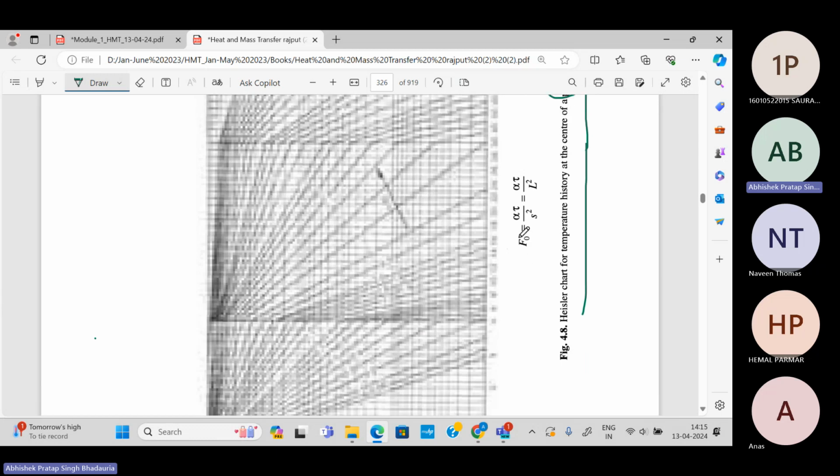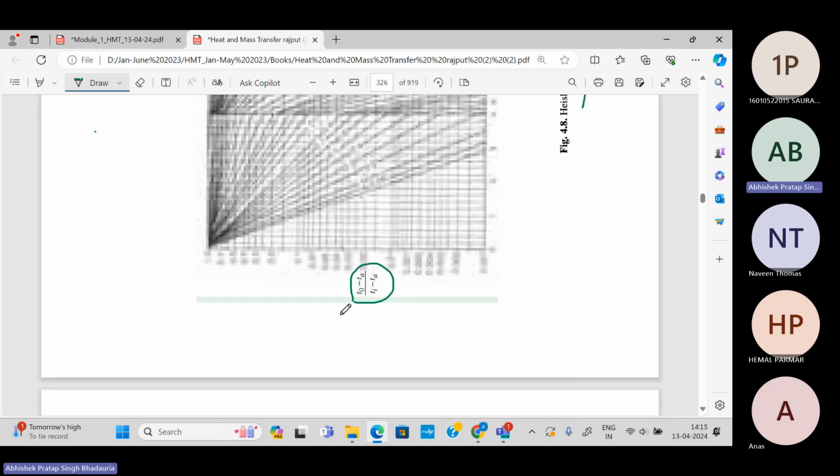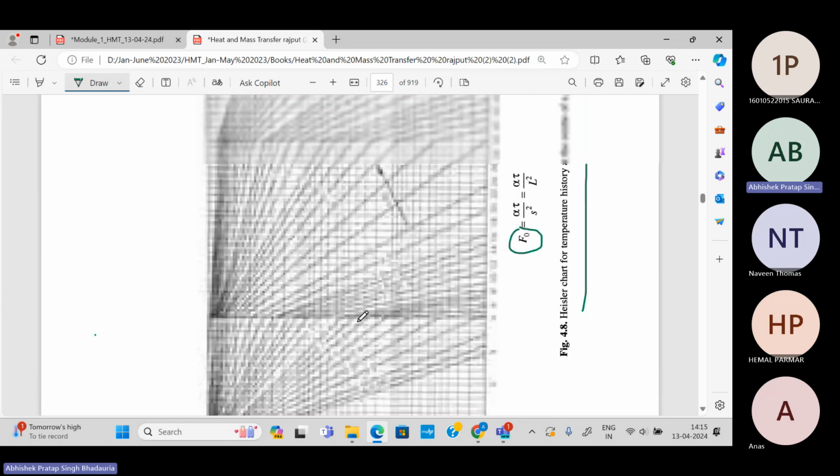Clear? So now we know for the Heisler chart, on the x-axis the Fourier number is there, and on the y-axis this parameter is there, T naught minus Ta divided by Ti minus Ta. And what about these lines? These lines are nothing but 1 upon Biot number.